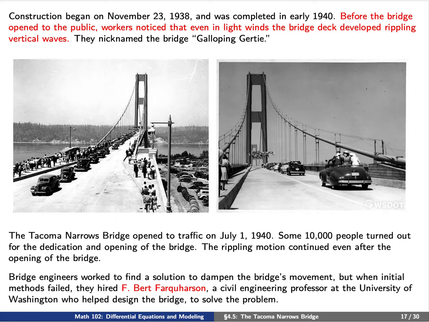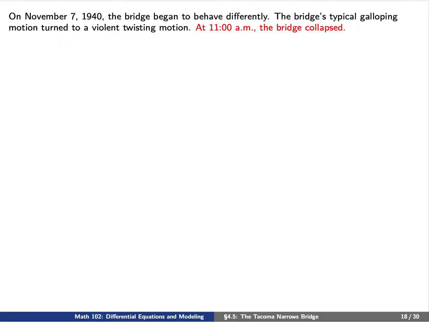Bridge engineers worked to find a solution to dampen this movement. But when these methods failed, they hired civil engineering professor Bert Farquharson from the University of Washington. He helped design the bridge, and they felt that he could help to solve the problem. However, on November 7, 1940, the bridge began to behave differently. Instead of its typical galloping motion, it turned to have a violent twisting motion. And at 11 a.m. that day, the bridge collapsed.